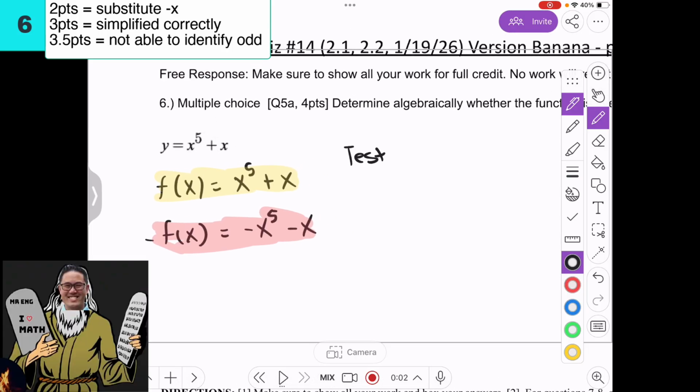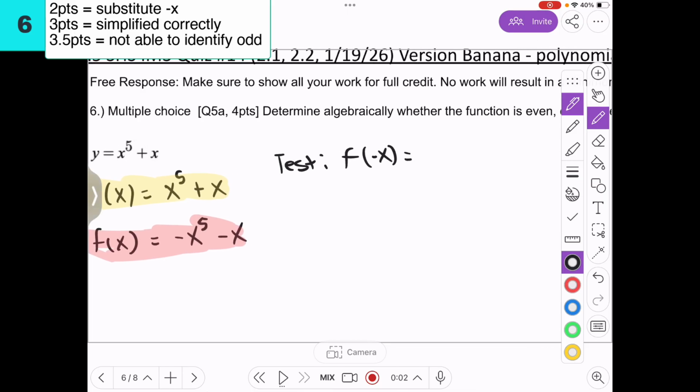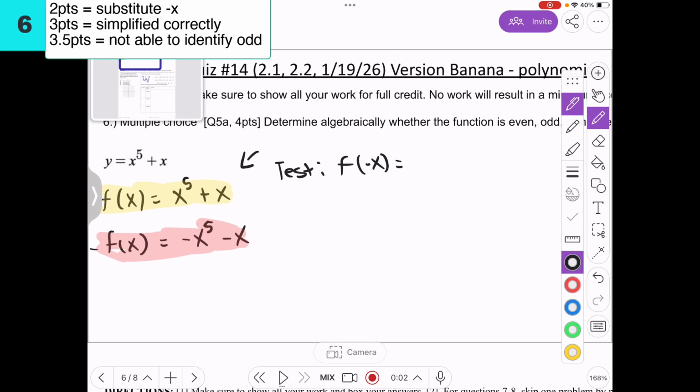And this is the testing part. I'm going to test this function by plugging in a negative x inside it. Keep in mind that I have to test my original, not the negative version. So this means that wherever you saw an x, it becomes a negative x.